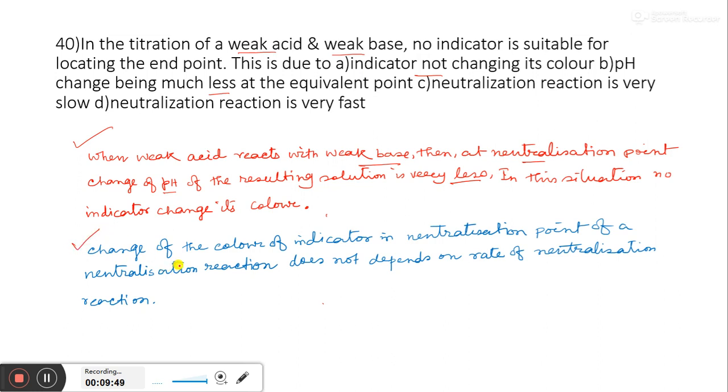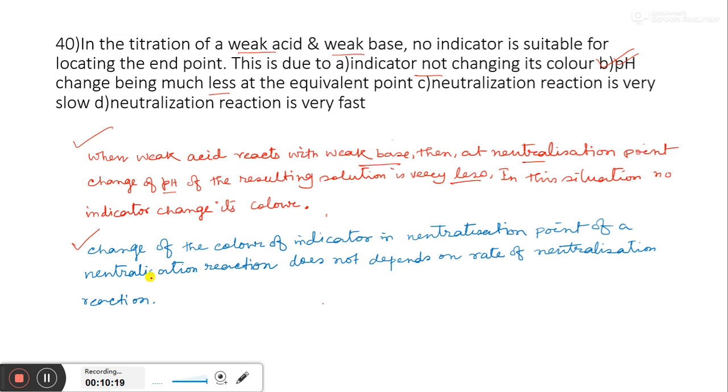We know the change of color of an indicator in a neutralization reaction does not depend on the rate of the neutralization reaction. So options C and D are not valid points. Option B is the valid point, where at the neutralization point the change of pH is very small, and in this situation no indicator can change its color. So option B is the correct one.